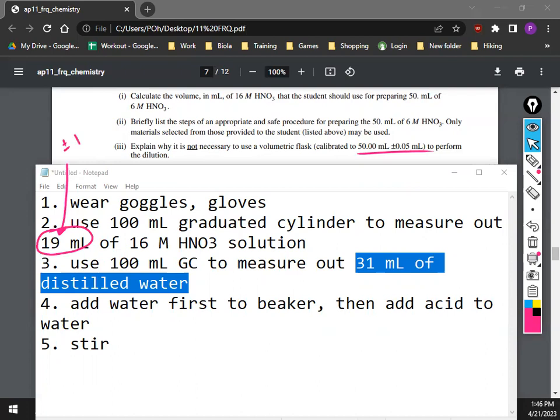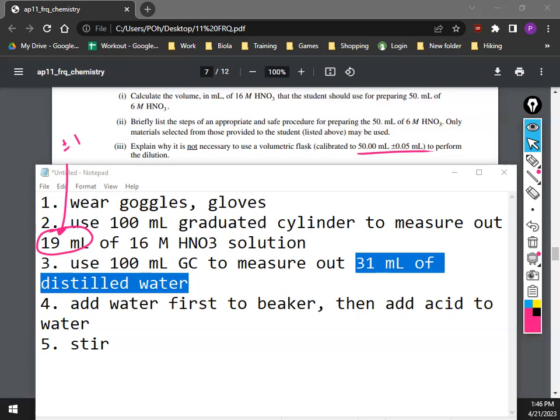I figured out number 2 again. If it was a solid instead of an acid, that might be wrong. Solid instead of an acid, the powder. There's no acid powder. I mean, if you had a solid, that means you add a little water, then you add all the solid, and then you fill it up to the line with water.